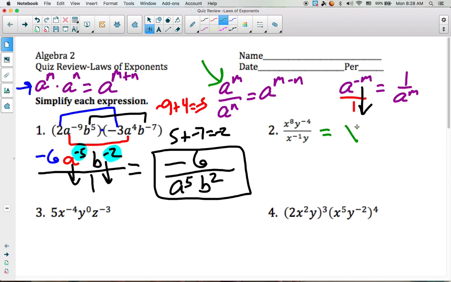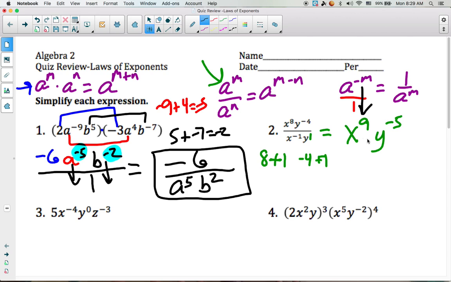So we're going to keep the base of x, and we're going to take 8, and we're going to subtract negative 1 from it. And remember, when you have a minus minus, it becomes a plus. So 8 plus 1 is 9. Then we'll look at our base y. We'll have negative 4, and then this is y to the first, so negative 4 minus 1 gives us, keep, change, gives us negative 5.